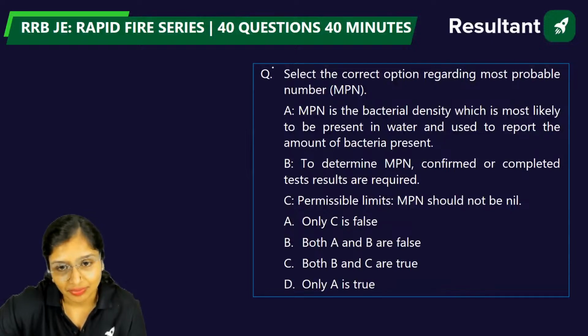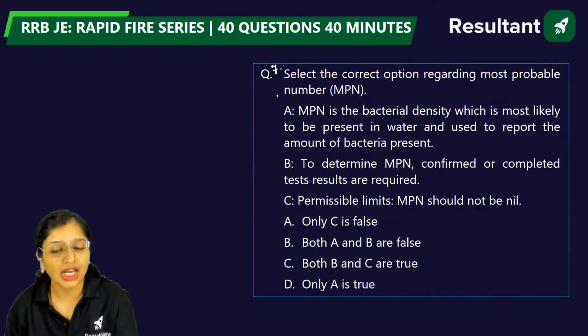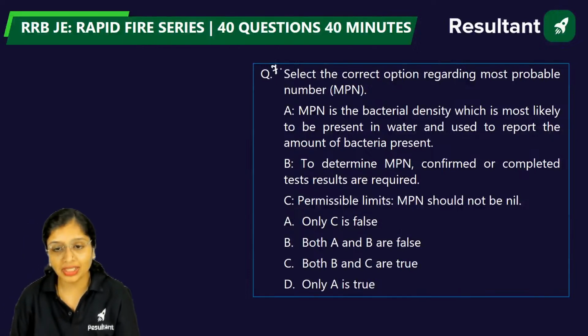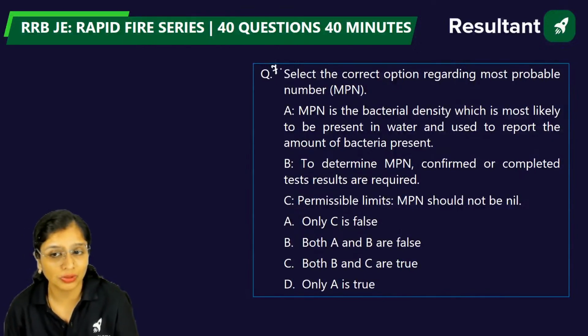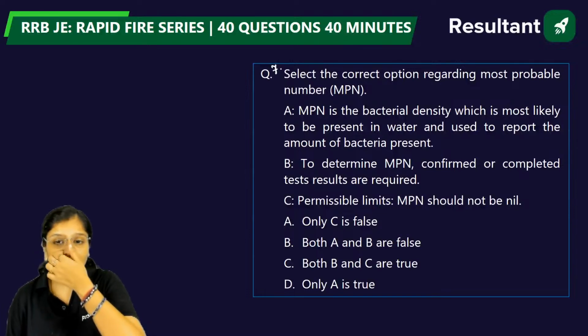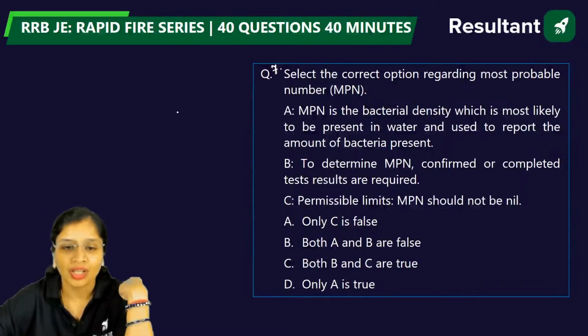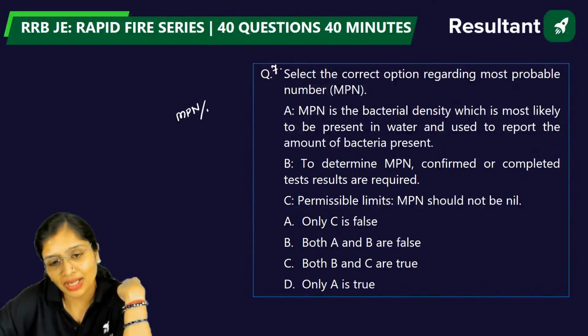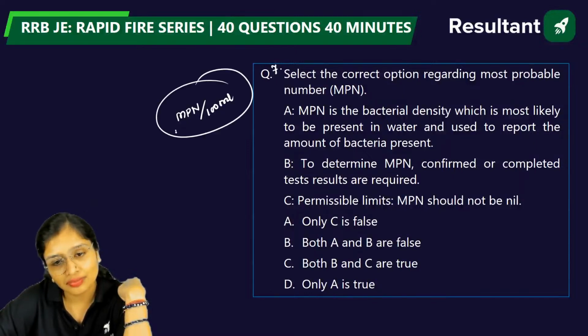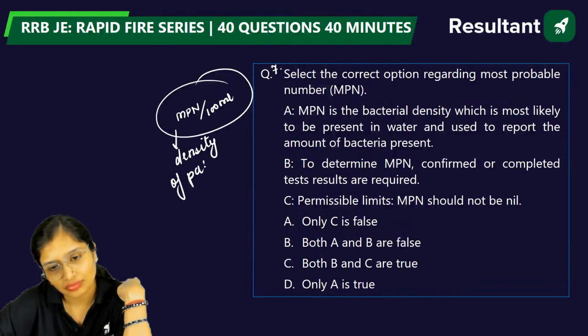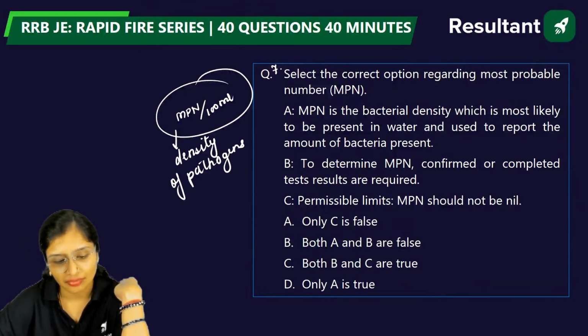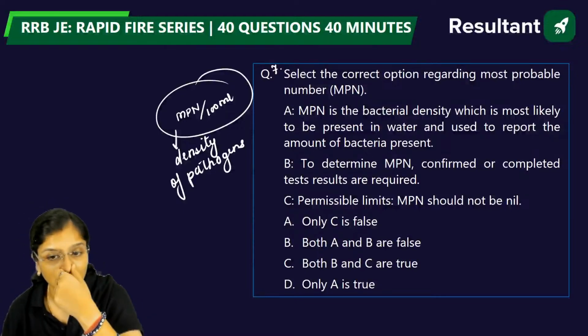Question number 7. Select the correct option regarding most probable number. So MPN is given to you. You have to select the correct options regarding that. Okay. So first is given to you. MPN is the bacterial tendency which is most likely to be present in water and is used to report the amount of bacteria present. This is basically denoted as MPN per 100 ml, which denotes the density of pathogens. Correct, it will denote the density of pathogens, firstly.